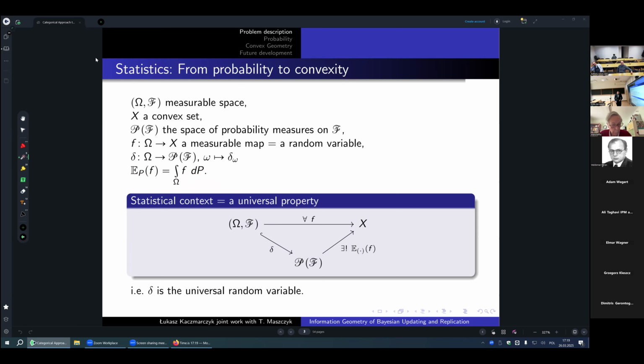And this is a well-posed approach thanks to this diagram, simply because we have this delta, which takes the elementary events from the space omega and assigns to it the atomic measure, and this will be our universal random variable, simply because given any other random variable on this space, we can uniquely extend it to be defined not on the space omega, but on the space of all probability measures on the sigma field that is paired up with omega, but we would mostly think about it as all the probability measures on omega.